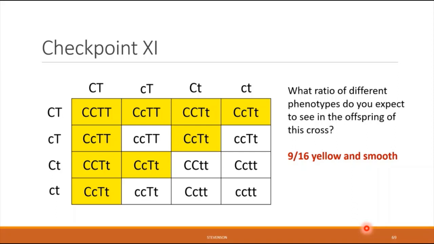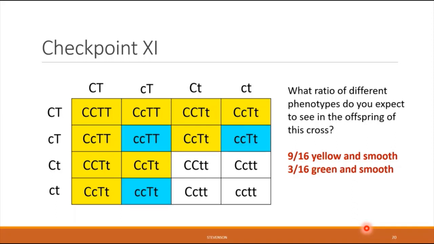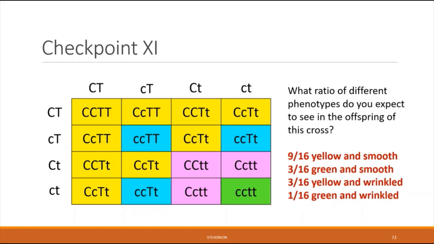9 out of the 16 genotypes will yield the yellow and smooth phenotype. 3 out of the 16 will yield the green and smooth phenotype, specifically the 3 that you see highlighted in blue. Another 3 out of the 16 will be both yellow and wrinkled, the ones that you see highlighted in pink. And then finally, only 1 out of the 16 will be both green and wrinkled, the one that you see in green.